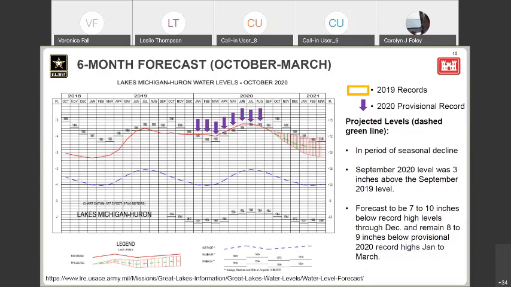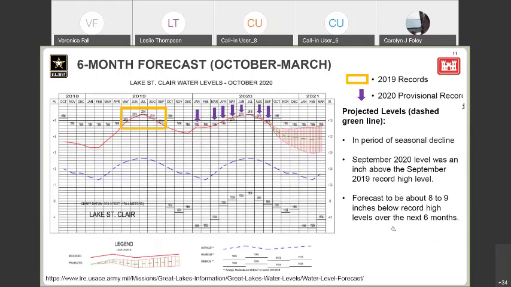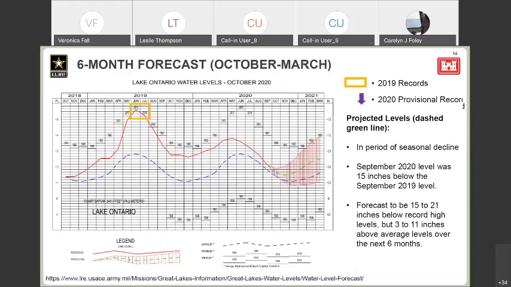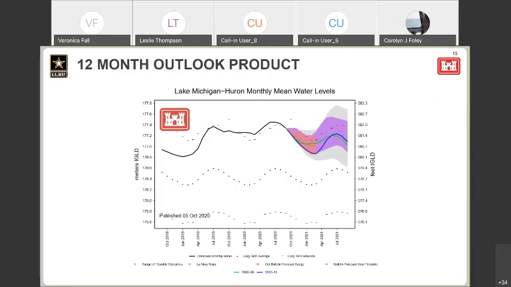You can skip through the rest of the lakes. Again, there's good information here. It gives you an understanding of current levels and forecasts and the records that have been set. But if you can go to the 12-month outlook, that's really the last slide I need to talk to.